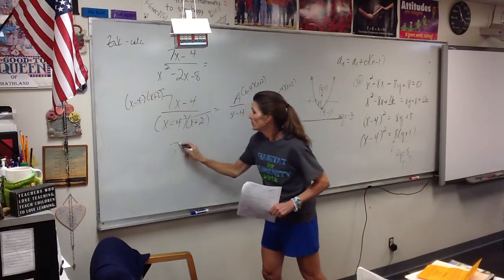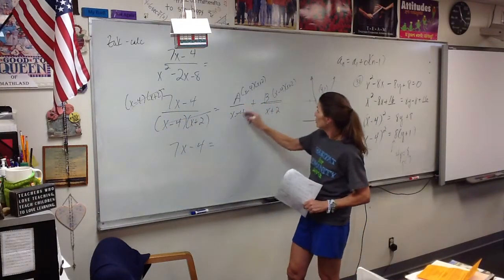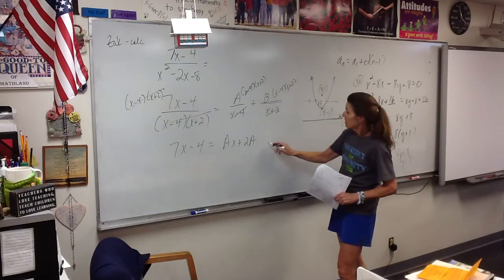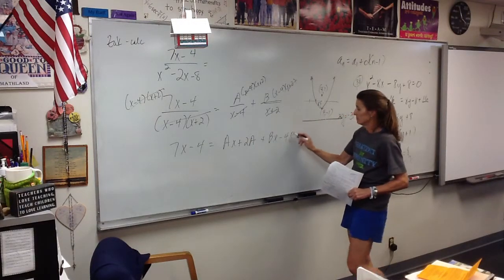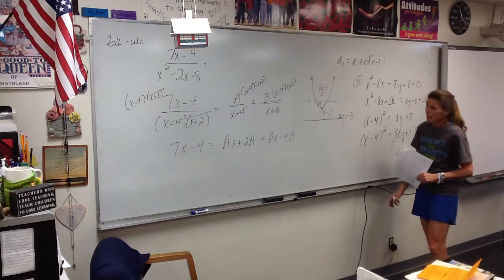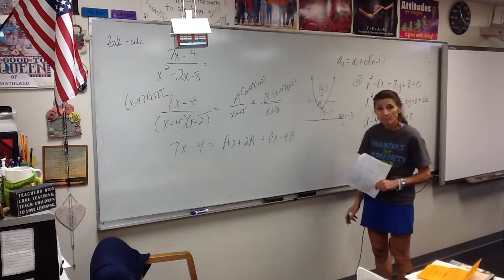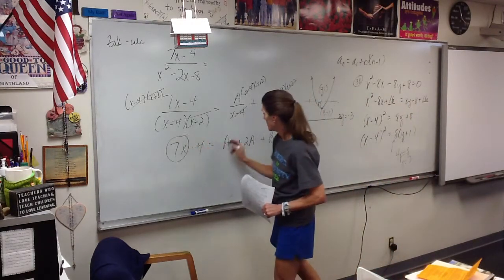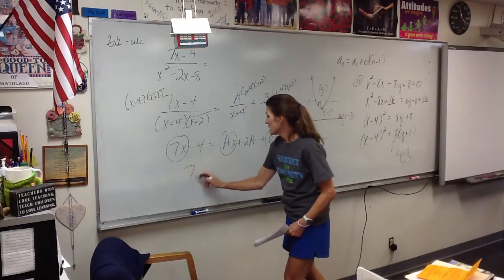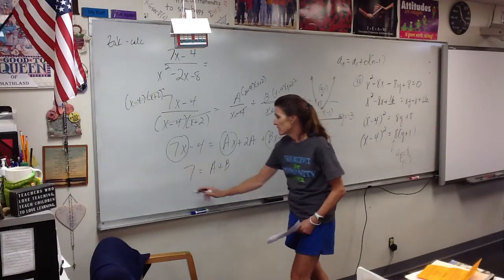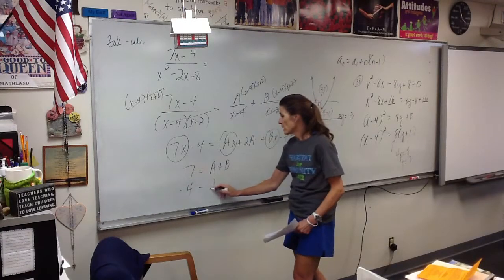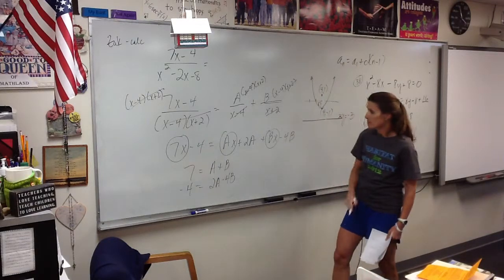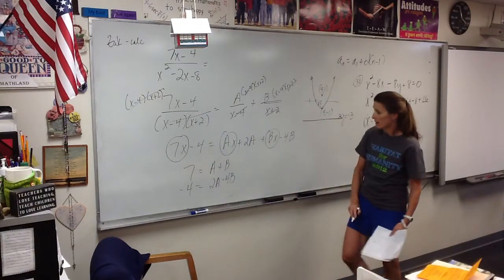And we'll end up with 7x minus 4 equal to, now stuff cancels, ax plus 2a plus bx minus 4b. Now we're going to write a couple of equations, one linking all the x's. So we're going to look here, here, and here. So 7 equals a plus b, and -4 equals 2a minus 4b.